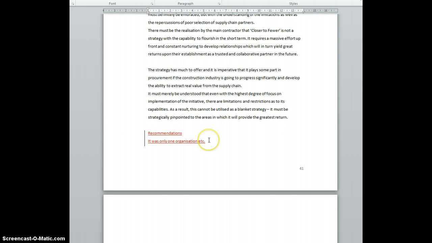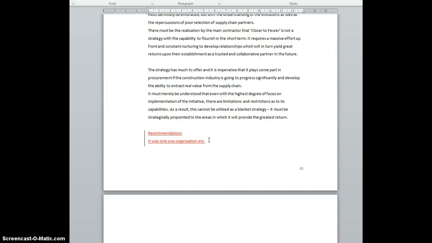The next thing is the recommendations. You have to put recommendations in here, and what you would probably say now is that this research was based on a large construction company A, or a multinational construction company or something like that. The principle of the research was to identify whether this strategy of closer to fewer was successful within this organisation.